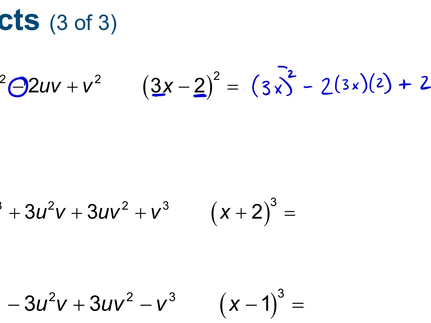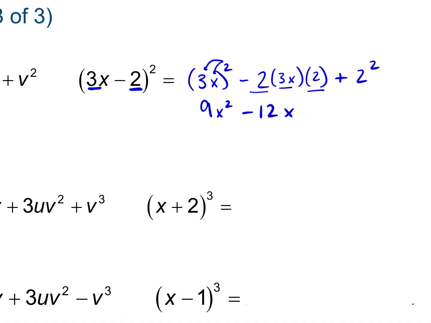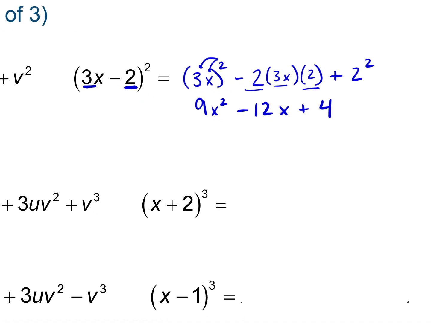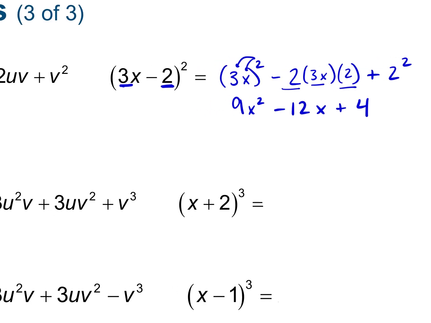3x squared. Be careful here. We're squaring the 3 and squaring the x. What's 3x squared? 9x squared. Awesome. Then here we have negative 2 times 3x. Negative 6x times 2. Negative 12x. Perfect. And then 2 squared is plus 4. Perfect. So this is the shortcut. If you forget the shortcut, write it twice, FOIL it out. We've got 3x minus 2 times 3x minus 2. And FOIL.